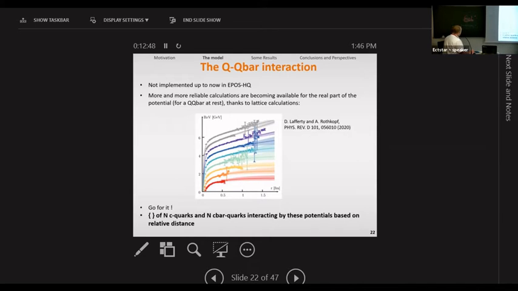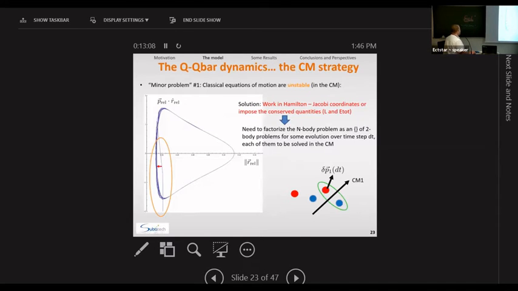And it turns out that implementing this QQ bar interaction is very, very important in order to get reasonable predictions as compared to phenomenology, and simply also from the pure viewpoint of theory. So basically, we took one of the state-of-the-art potentials obtained recently by those two gentlemen here, and then we decided to implement it numerically.